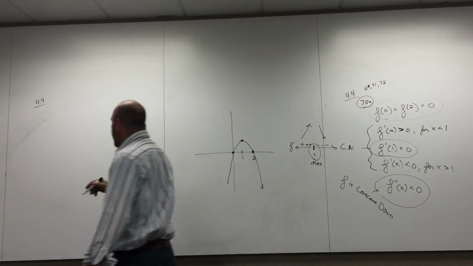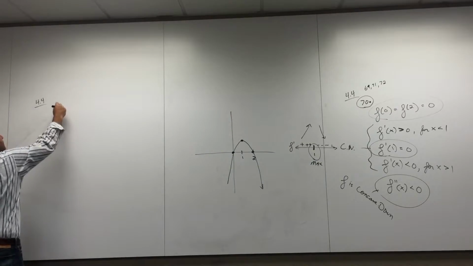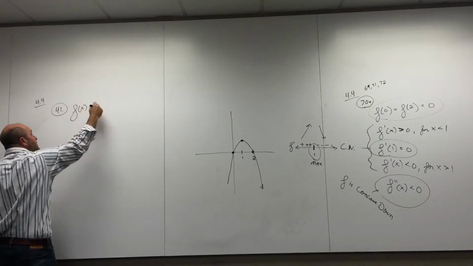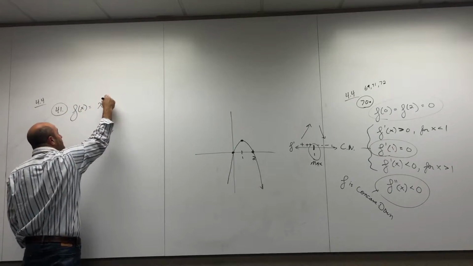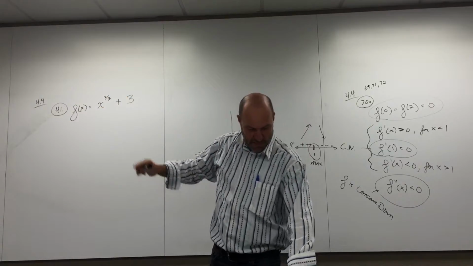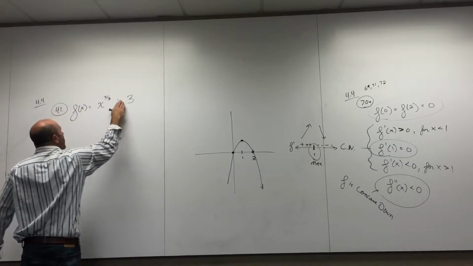Let me try this 41. This looks good. Problem 41 in section 4.4 is a function. This is a good looking function. I like this. x to the 2/3 plus 3. Is that what it says? Sorry, minus 3.